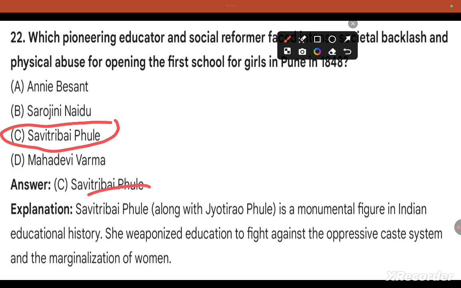Savitribai Phule, along with Jyotirao Phule, wife and husband, is a monumental figure in Indian education history. She weaponized education to fight against the oppressive caste system and the marginalization of women.